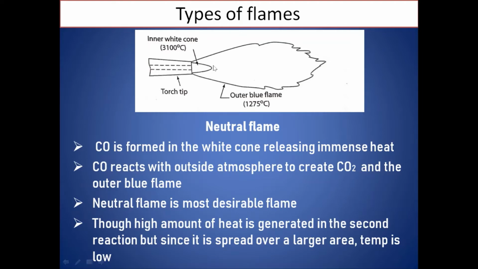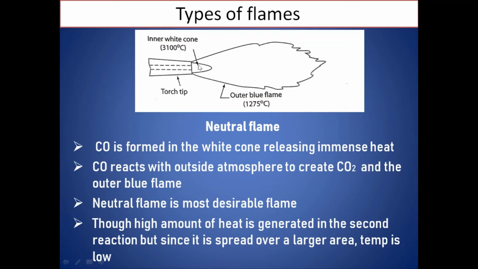As you can see in the figure, there is an inner white cone of small size, which has a temperature of around 3100 degrees centigrade. Here carbon monoxide is formed. As we also know, atmospheric oxygen is present, so the carbon monoxide will react with atmospheric oxygen to form carbon dioxide again. In the second reaction, carbon dioxide is formed, and this reaction also generates a lot of heat, but the area is larger.